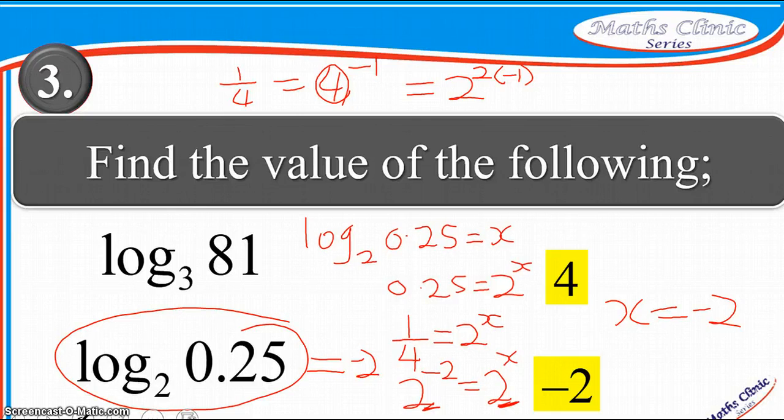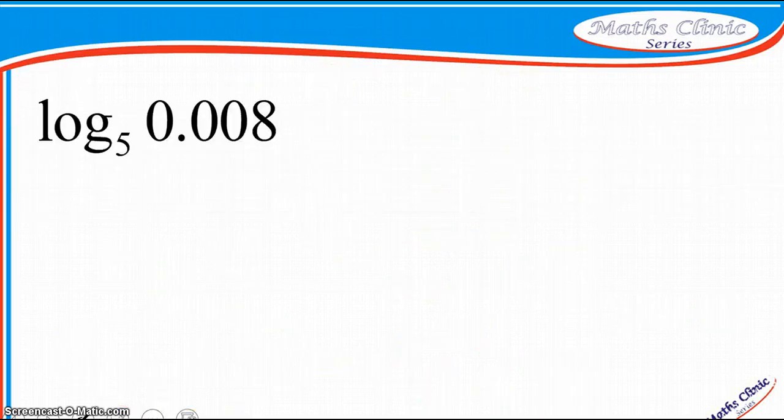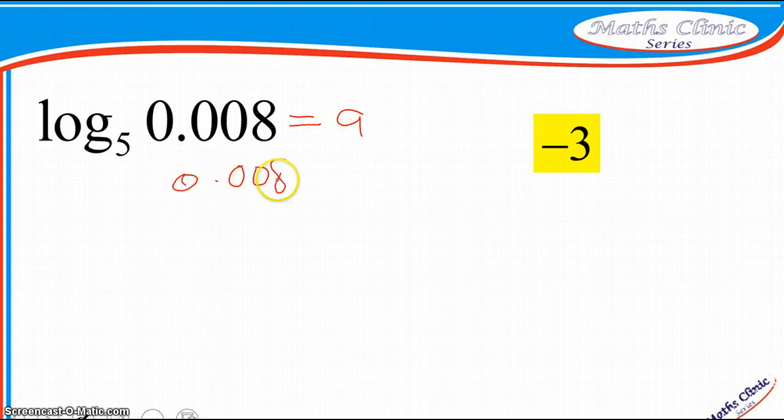Good. Now try for the value of log base 5 of 0.008, and let's see the result. Pause the video and try it. Good. I'm sure you also had your answer to be -3, and it's very simple. We assume this one to be a letter we don't know. We write 0.008 is equal to the base 5 to an exponent a.